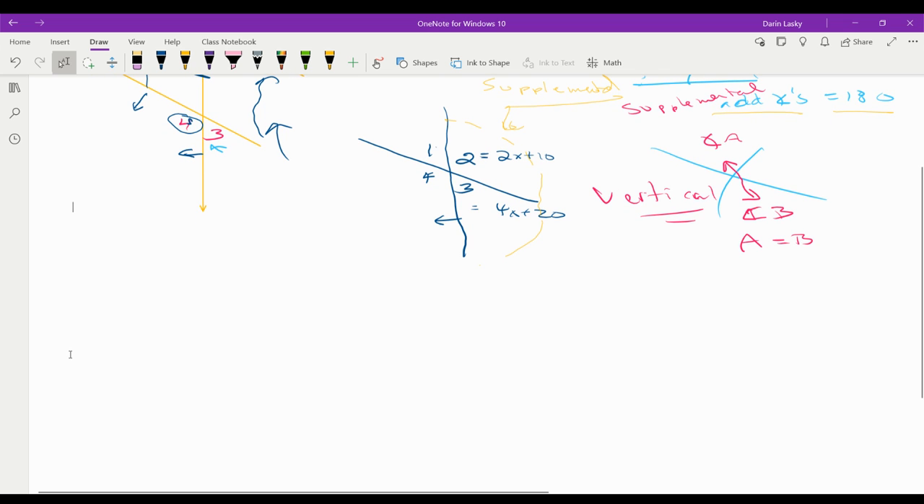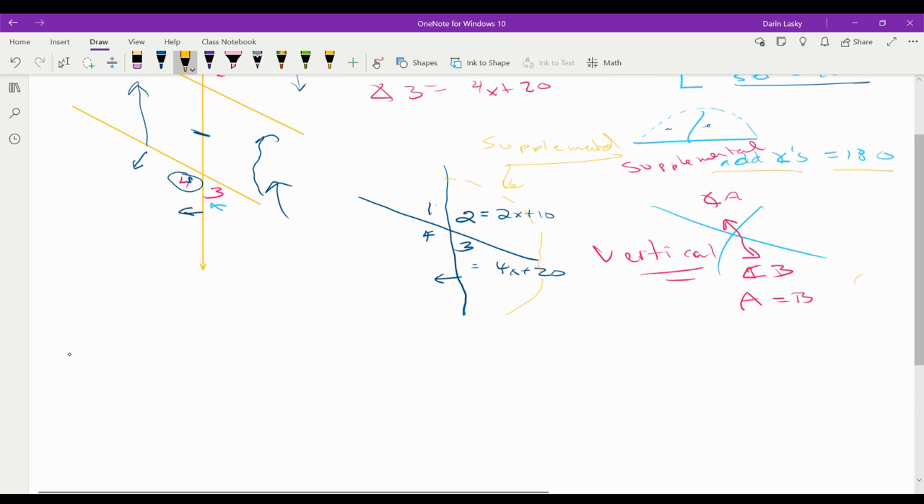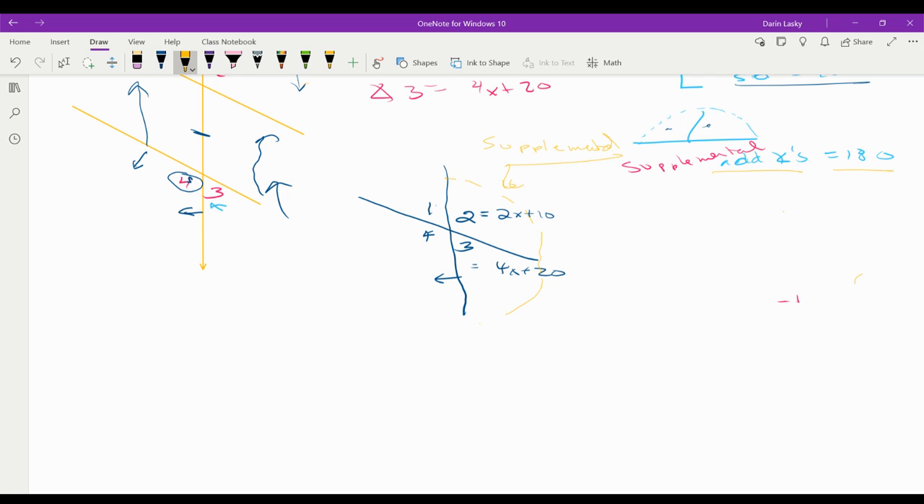So if those are supplemental, we're going to add. Let me erase this over here, wherever my pen is. There it is. Let's erase all this because I don't need vertical angles. These are supplemental angles, so I'm going to add 2x plus 10 plus 4x. I'm going to rewrite all that, guys, because that's just horrible.